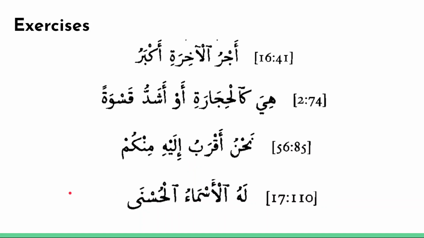Okay, so the best way to practice this, of course, is by looking at examples in the Quran. So let's take a look at this first one here. Ajrul akhirati akbar. So the reward of the akhirah, the reward of the hereafter, this is a possession construction. The reward of the hereafter is greater. Okay, notice I have to translate this as greater because it's not a possession construction, it's not an al, so this is a comparative form. So this ayah might continue, it might say what is greater than, or it might leave it open-ended.